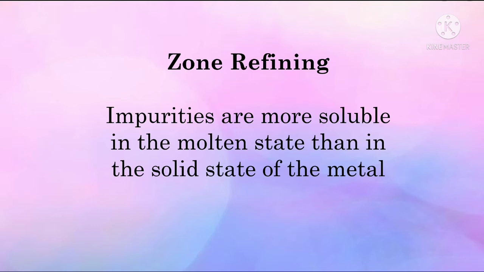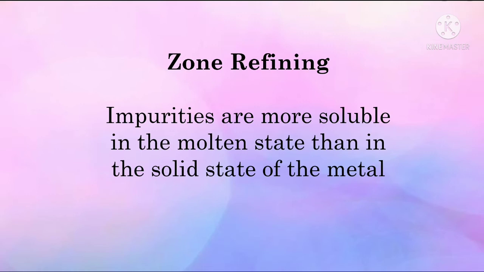Then another point you have to consider here is that this zone refining process is carried out in an inert gas atmosphere. Why should we follow an inert gas atmosphere here? To prevent the oxidation of the metal under consideration. Okay? So for that purpose we have to maintain an inert gas atmosphere. A movable heater or a mobile induction heater is fitted around the rod of the impure metal.